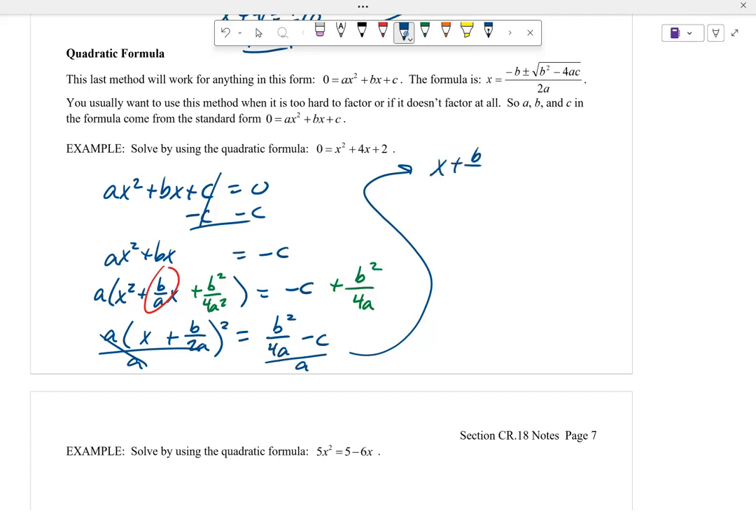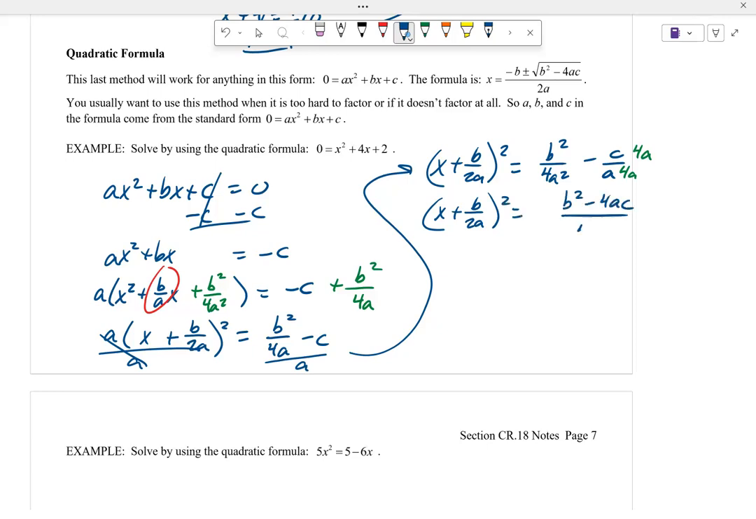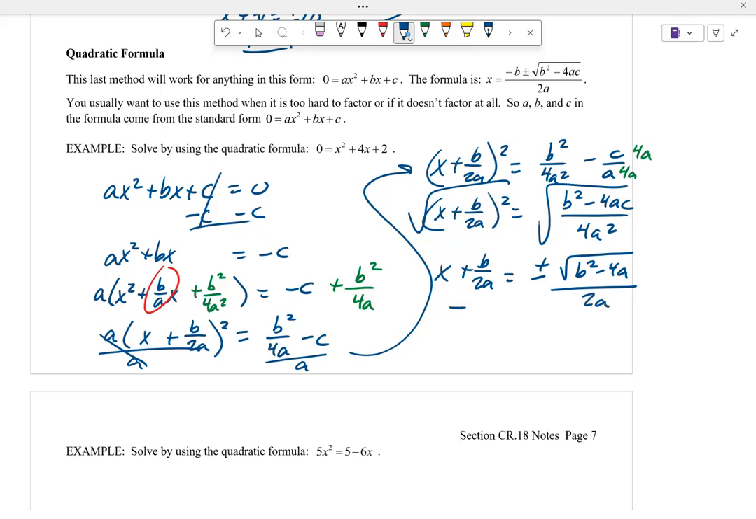So I get x plus b over 2a quantity squared equals, now if I divide both of those by a, that'll be b squared over 4a squared minus c over a. Let me get a common denominator, so I'm going to give this a 4a and a 4a. And now I'm going to run the square root method. Square root of the top. Square root of 4a squared is 2a. Now let me subtract b over 2a on both sides.